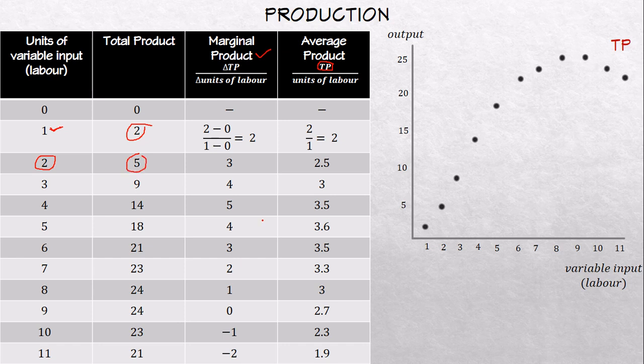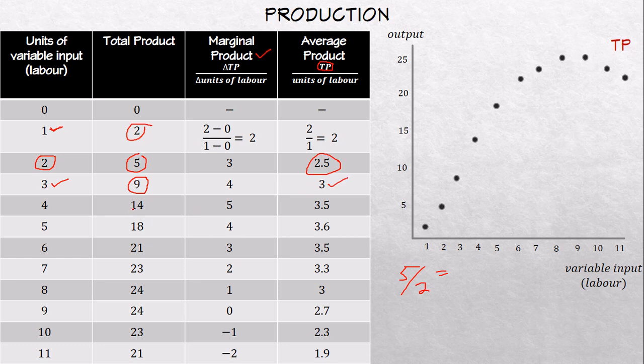So 5 divided by 2 is going to give us 2.5. Now, if you want to get the average product when the labor is 3, the corresponding TP is 9. So it is 9 divided by 3, and then you're going to get 3.